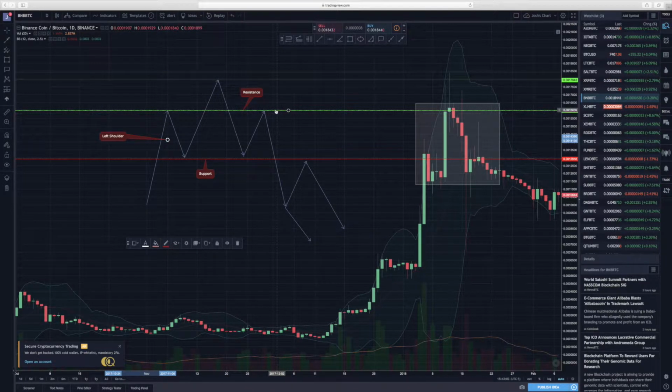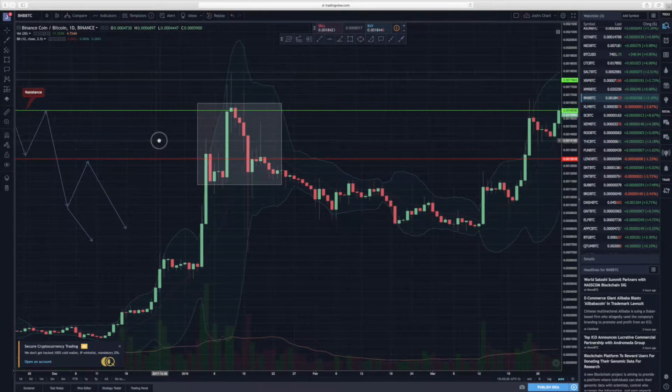Now, one thing to remember is the shoulder line and the neckline, this resistance and the support, they don't have to be perfect. It doesn't have to come and meet it as it's drawn here. The left shoulder could be a little higher than the right, or vice versa, or this neckline could be a little lower than on this side of the shoulder, or vice versa. So it doesn't have to be perfect. So let's jump in and show some examples.